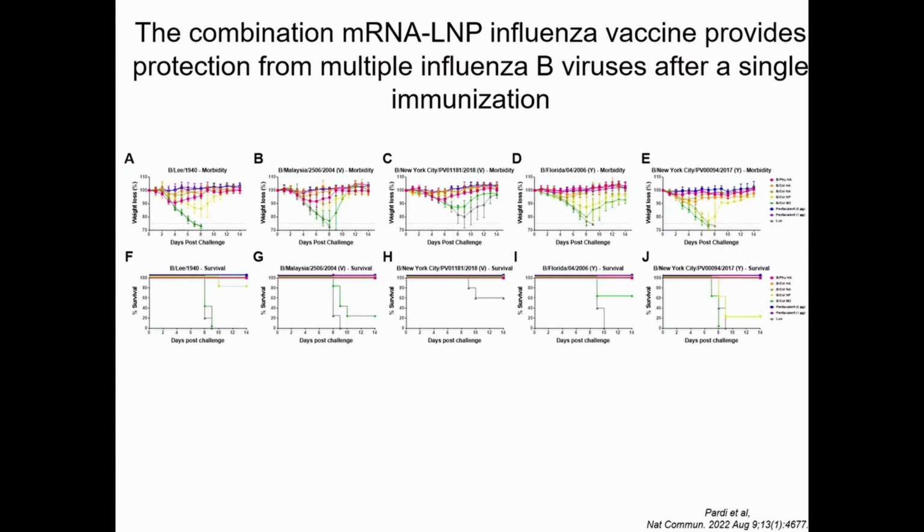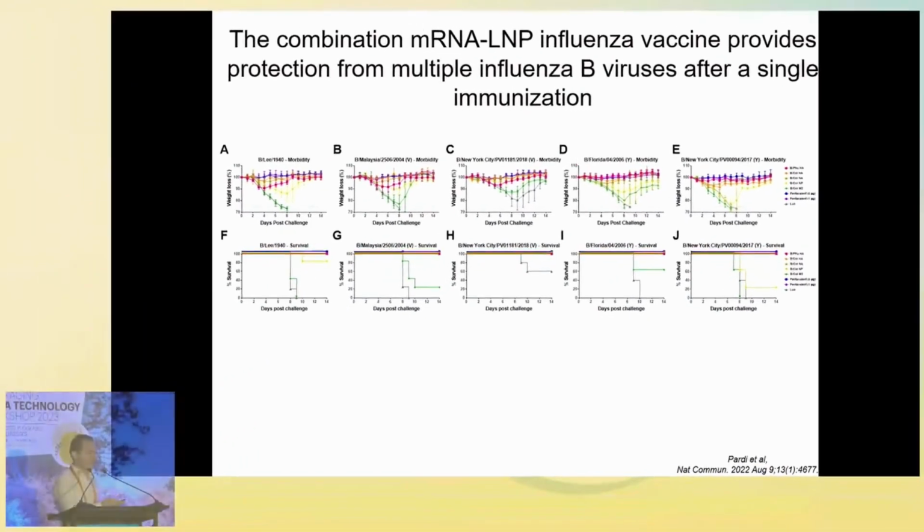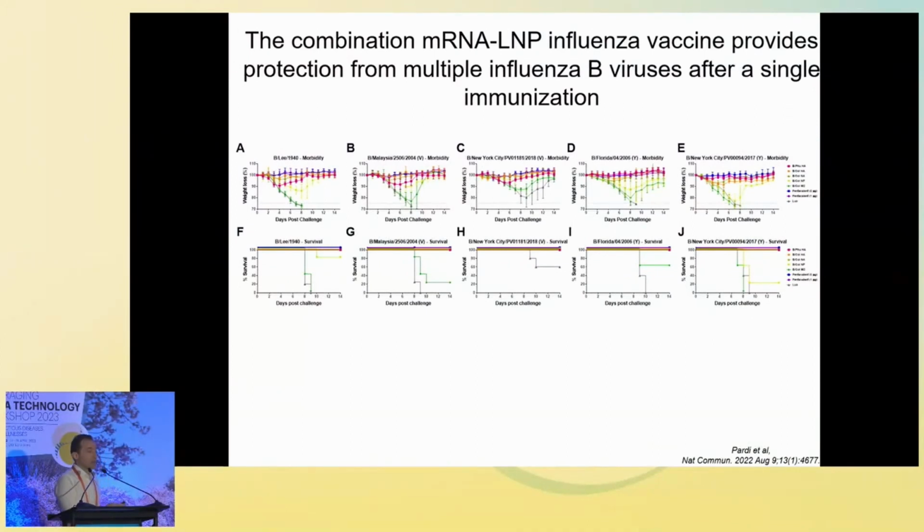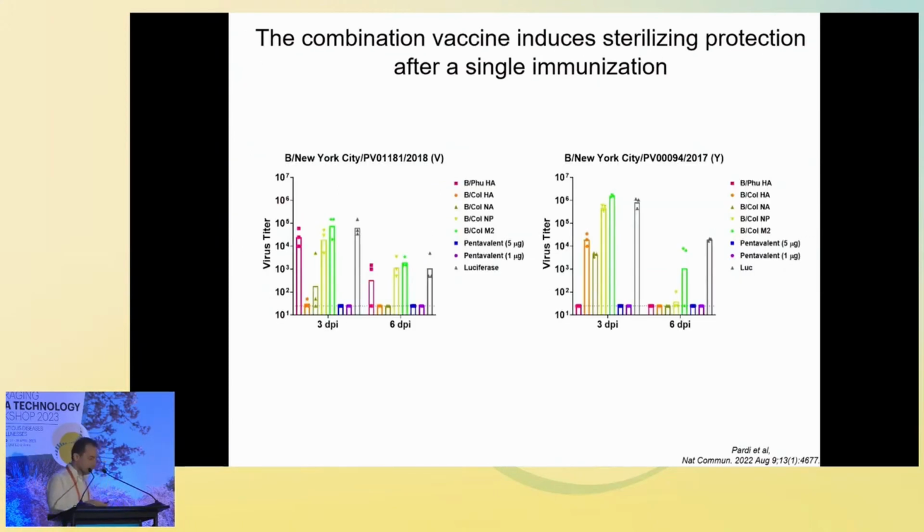And the take-home is that similar to the group 1 studies, we found that the monovalent vaccines induced variable levels of protection. Sometimes against certain viruses they protected, against other viruses they did not protect well. But the pentavalent vaccine, the combination vaccine, even at a low dose, 1 microgram per component, induced protection against all of these challenge strains.